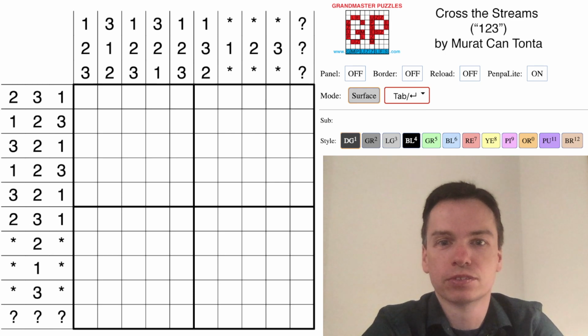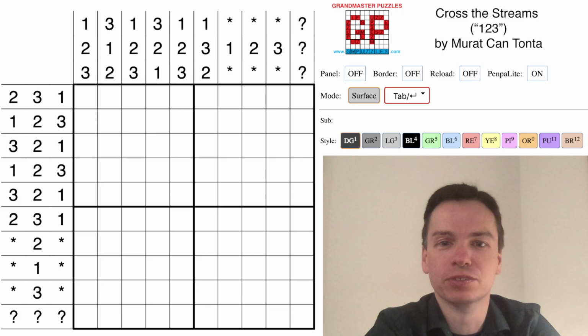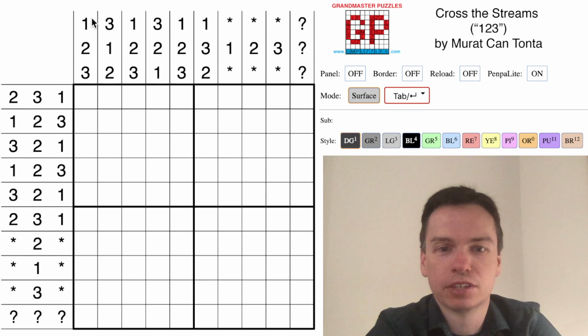So here to talk through this Cross the Streams puzzle by Murat and Tonta. The theme is 1, 2, 3, and as we're going through this week, we're adding another digit into each of the clues. Yesterday's puzzle was just 2 of 3, and now it's 1, 2, and 3. In this 10 by 10 grid, we've got 6 shaded cells in a lot of these clues.